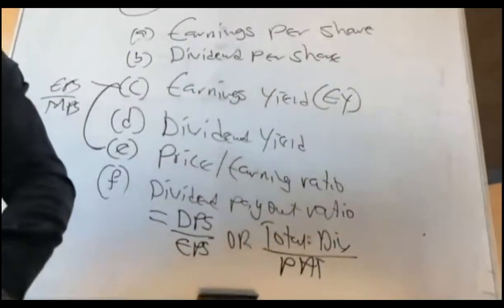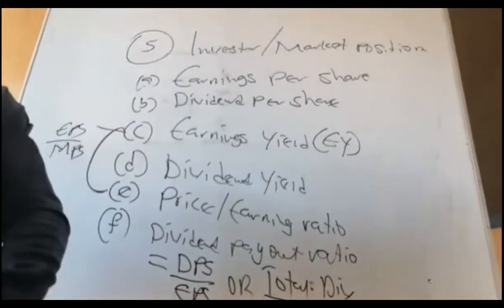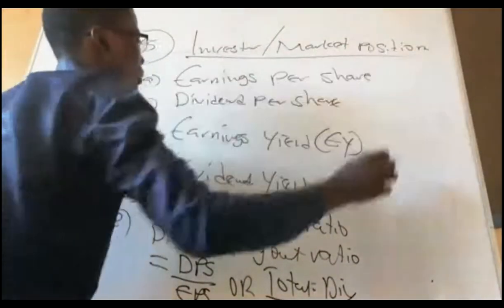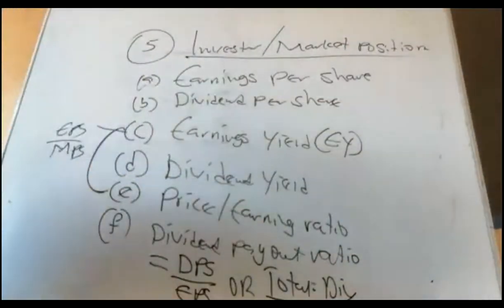We said that ratio number 5, the investor or market position ratios, comprises a number of ratios that look at the investment potential of the organization or of the company.